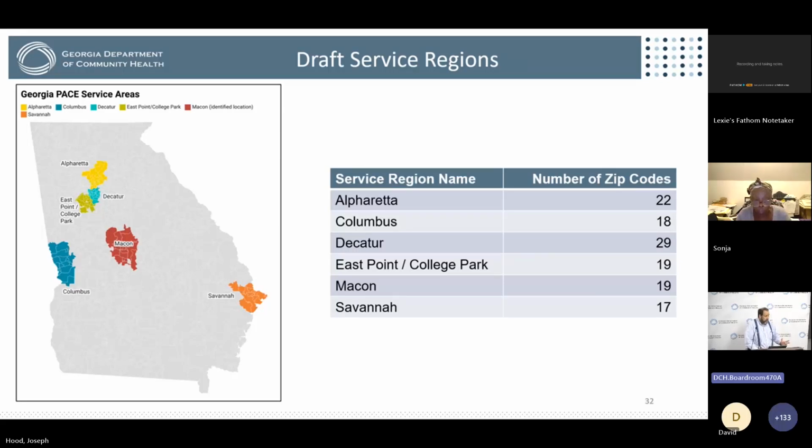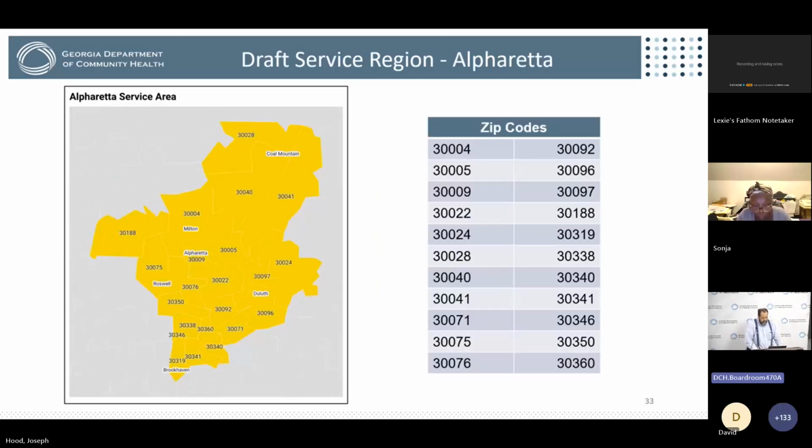I'm going to start with Alpharetta and the zip codes that are associated with the Alpharetta region. Alpharetta kind of is the center, but it goes into Roswell, Duluth, Milton.